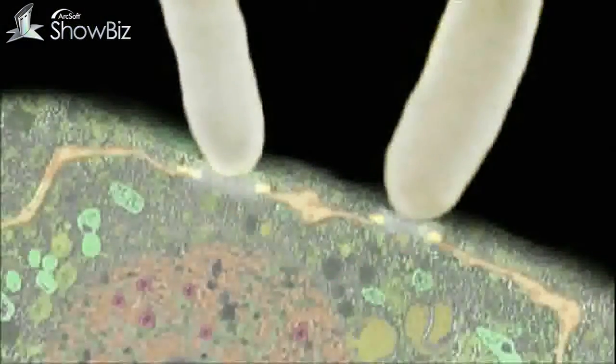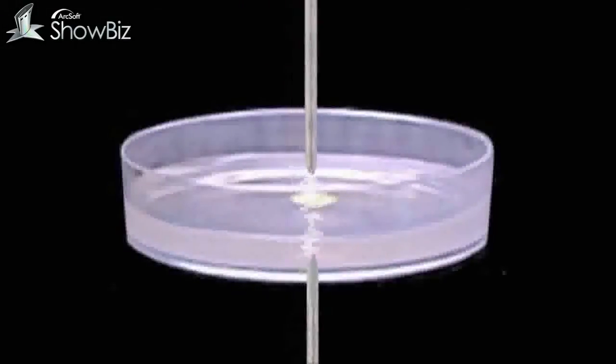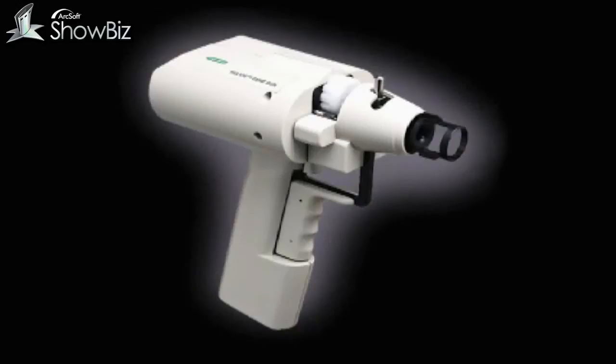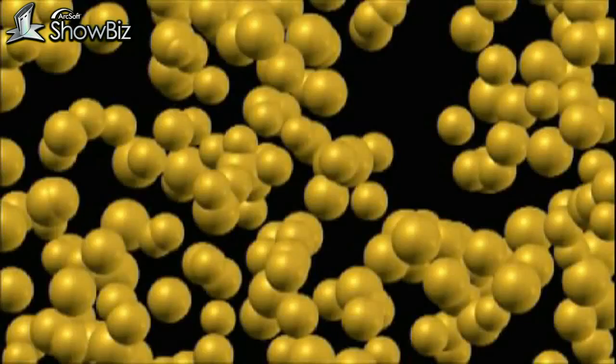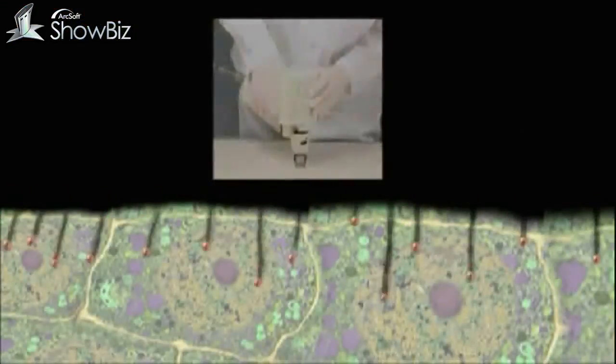There are also two other methods used to get the engineered DNA through the cell wall. One uses a stream of electricity to create tiny holes in the plant cells so they become vulnerable to infiltration by foreign DNA. Another is the gene gun, which blasts particles of gold coated with engineered DNA into the plant cells.